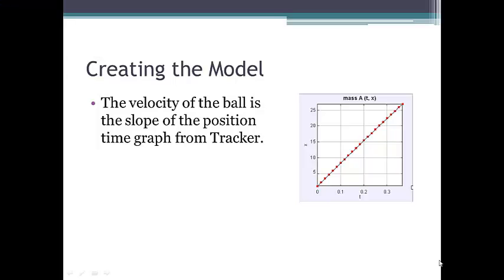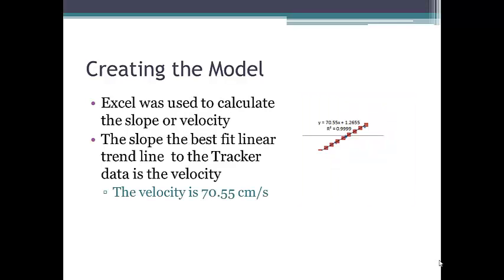If we look at the graph created by Tracker, we can see that the velocity of the ball is equal to the slope. The vertical axis is position, and the horizontal axis is time. If we take the slope, which is rise over run, we calculate the velocity. I used Excel to do a linear fit to the data and calculated that the velocity was 70.55 centimeters per second.